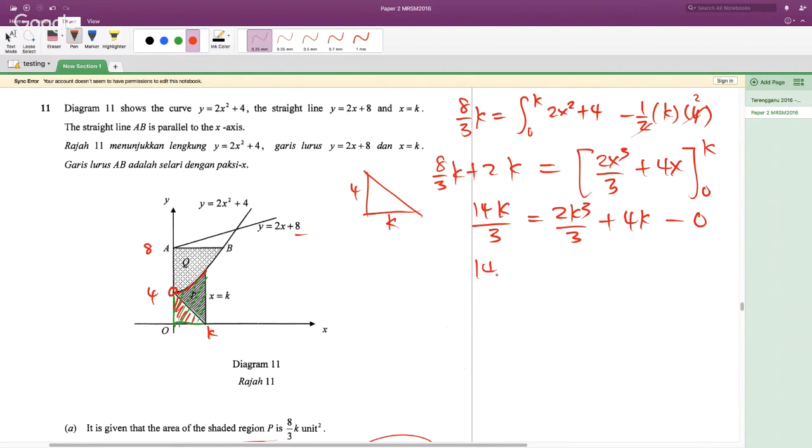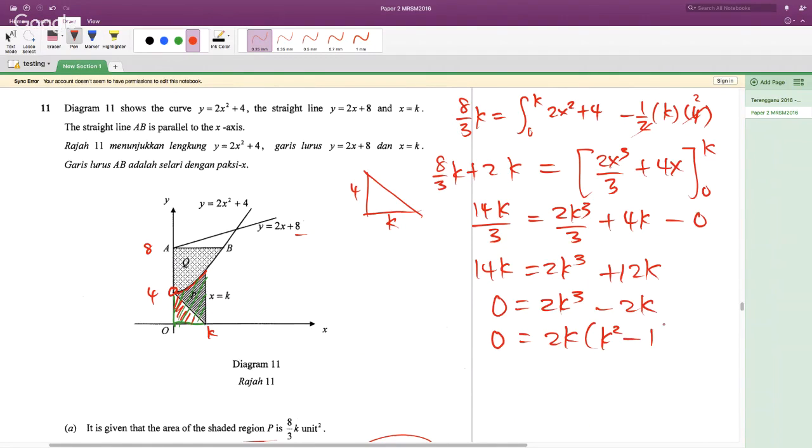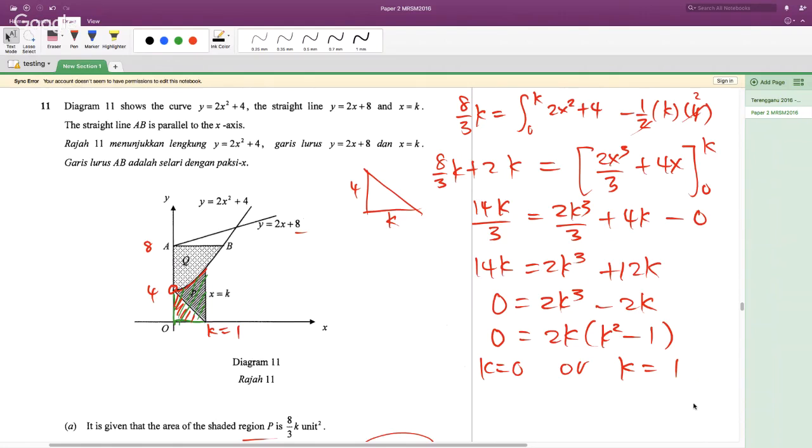I multiply by 3 for every single term first because I do not like fractions. So 0 equals 2k cubed minus 2k. All right, then I factorize out 2k. This is k squared minus 1. So k equals 0 or k equals positive or negative 1. But ignore the negative because k is on the right hand side of the y-axis. So it's only the positive. So I got the value of k, 6 marks.